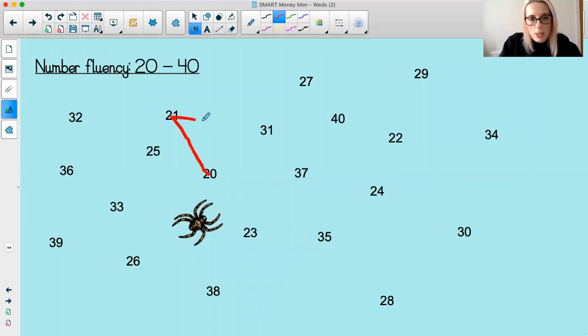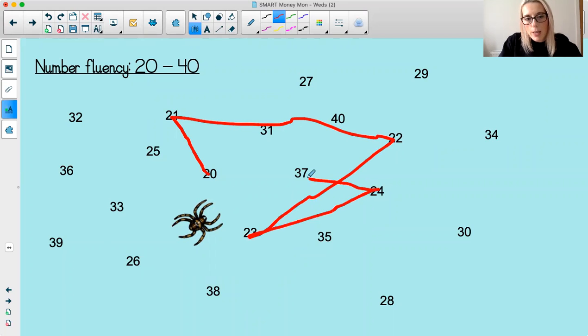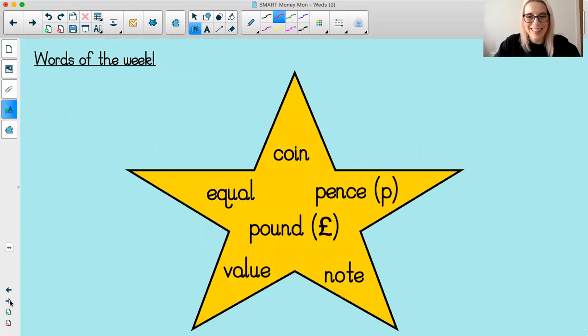So 20 to 21 and then 22. I've got a bit of a wobbly web here, haven't I? There we go. And you can keep going for your cheeky spider to make a web. Right. Give that a go and pause the video whilst you do and then come back for the next slide. Well done, Year 1. Did you make some lovely webs for your spiders?